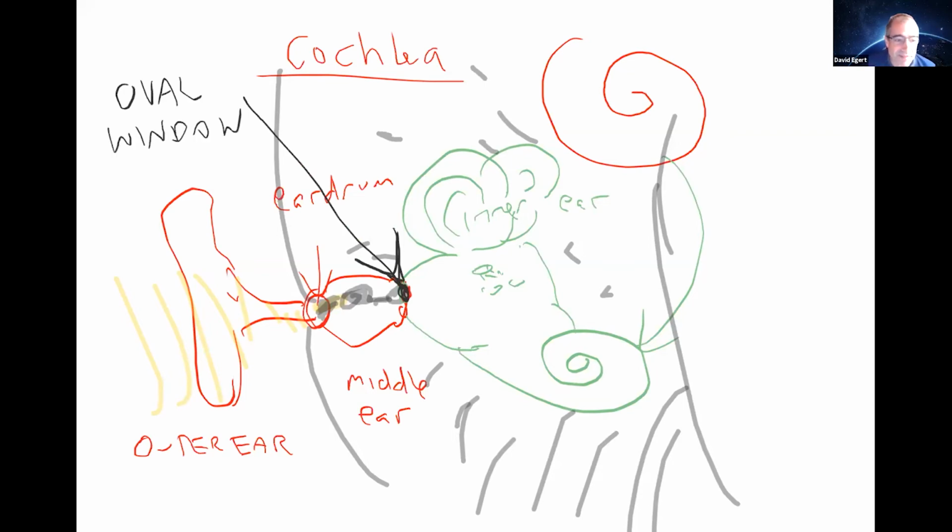The word window makes it sound like an opening, but it's an opening covered with a membrane. It's a membrane that these little bones can push and pull on. As you push and pull on this oval window, you're creating pressure waves in the fluid inside the inner ear. Because fluid is not very compressible, if you push on the oval window, it's not going to move unless something can give. So there's another little window called the round window.